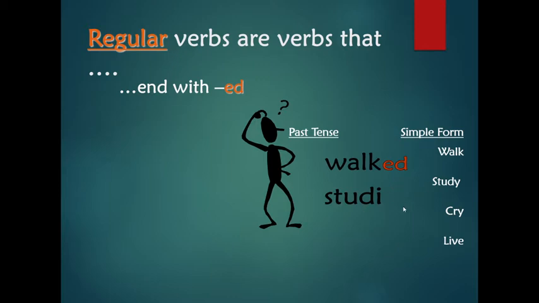Study. What happened to study? Here it ended with y, but here it's i, and then we add ed. Why? As you know, if y comes after a consonant, we change it into i. Very good. The same with cry. We change y into i. Why? Because of R. R is a consonant. So we change it, and then we add ed.